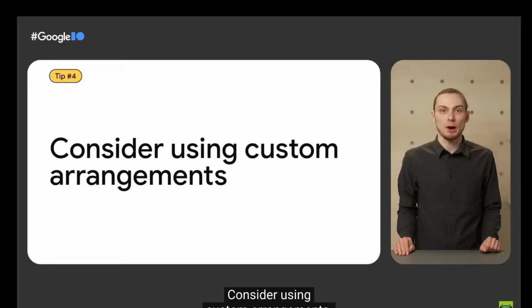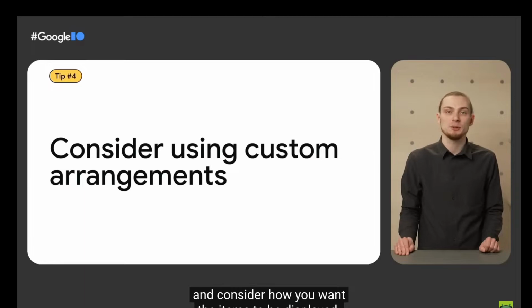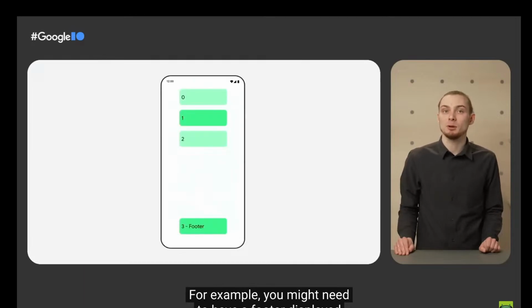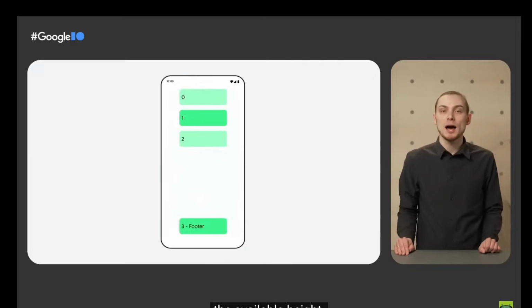Consider using custom arrangements. Usually, lazy lists have many items, and they occupy more than the size of the scrolling container. However, when the list is populated with few items, your design can have more specific requirements for how this should be positioned in the viewport. It is important to test your list in this state and consider how you want the items to be displayed. For example, we might need to have a footer displayed at the viewport bottom when we don't have enough items to fill the available height.